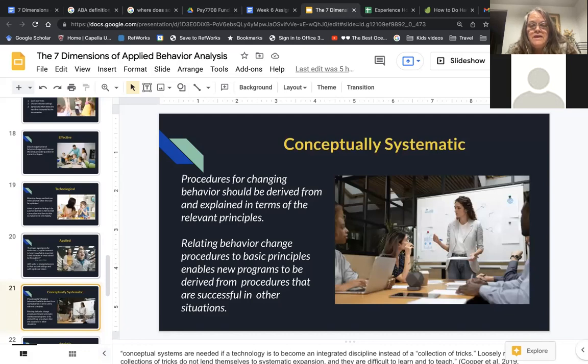And when we can relate our behavior change procedures to the basic principles, now we can use those systematic things that we have learned to design programs that are successful in other situations, and also to help students who are trying to learn about behavior analysis and parents who are trying to learn how to deal with their child. By understanding the principles, it makes more sense.